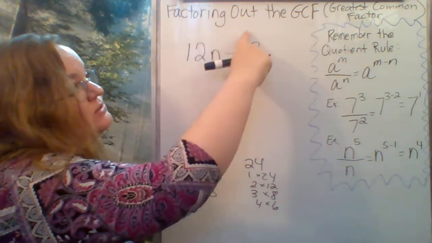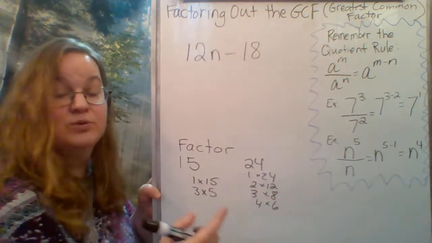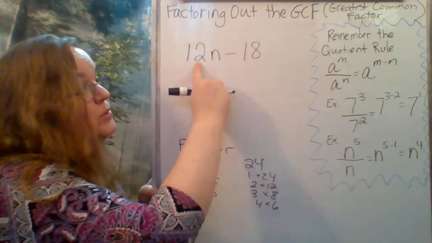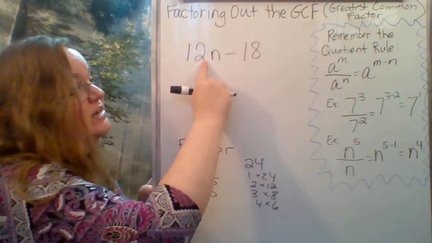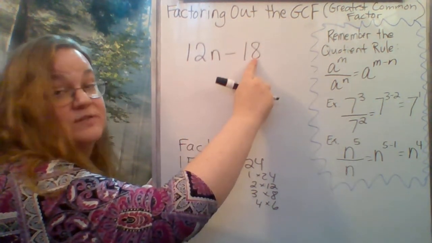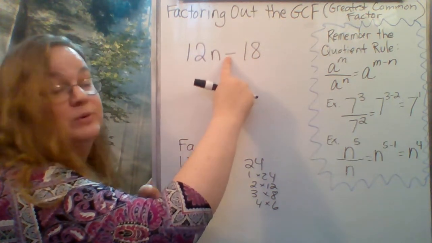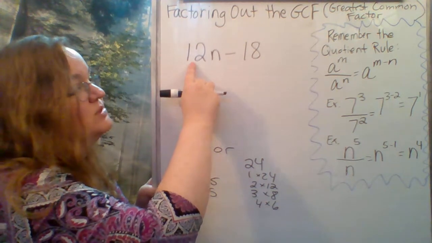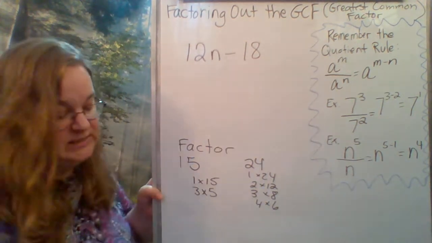So when we say factor out the greatest common factor, we're looking for the largest number that will divide evenly into both terms. So it has to divide into this term and it has to divide into this term. Remember, terms are separated by addition and subtraction signs. So I need to find the largest number that divides into 12 and 18.